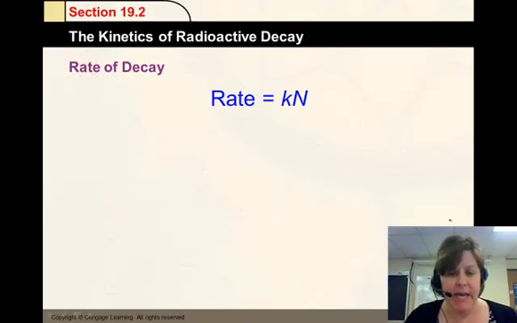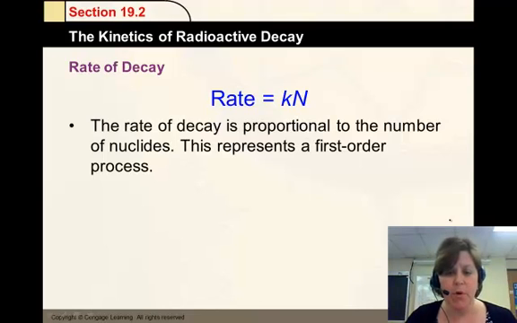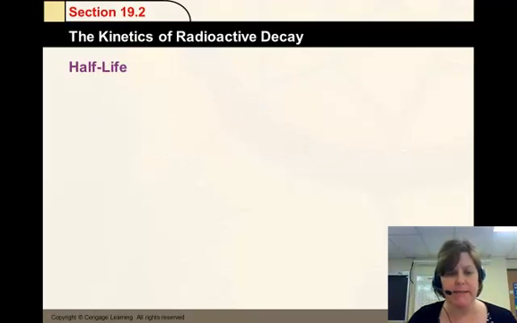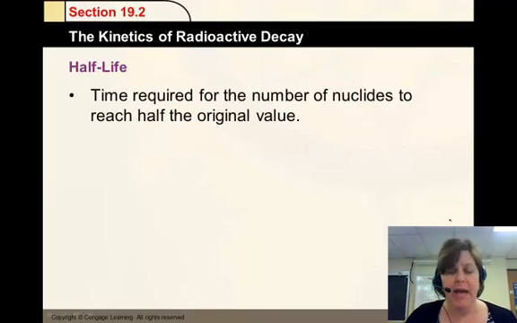Rate of decay. Rate of decay is equal to k, some value of k, times N. It's proportional to the number of nuclides. This represents a first-order process. We already talked about half-life, so here again we're going to look at half-life. It's the time required for the value of nuclides to reach half the original value. So if we have a 100 gram sample, it's the time it takes for half of it to become stable, or half of it to remain radioactive, so 50 grams.